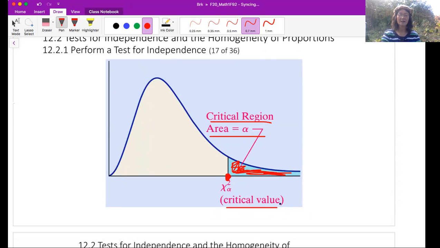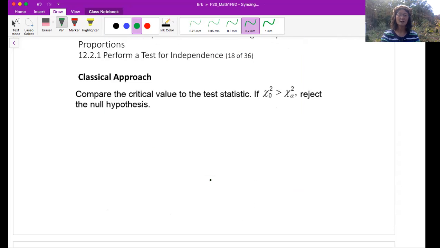And then remember in step 3, you get the test statistic. If the test statistic is here, you reject H0. Means row variable and column variable are dependent. If your test statistic is here, you do not reject H0. Means row variable and column variable are independent. Okay, that is the critical approach.